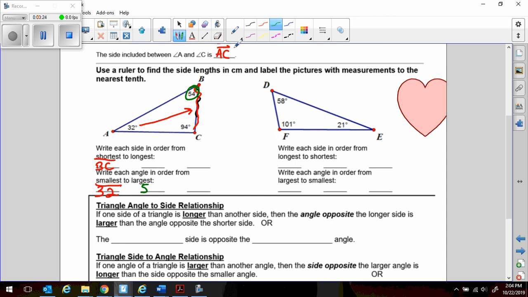Oops, I'm going to put B. Sorry. So this would be angle A. And now angle B would be the 54. My opposite side is the one that doesn't include B. So that's AC. This is my middle one, AC. Now my biggest angle is 94. That's angle C, 94. And my opposite side is the one that doesn't have C in it, which is AB.